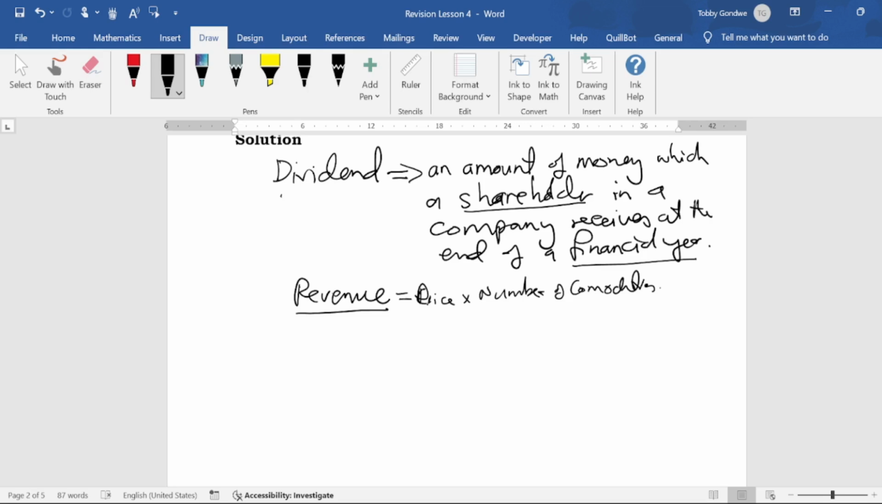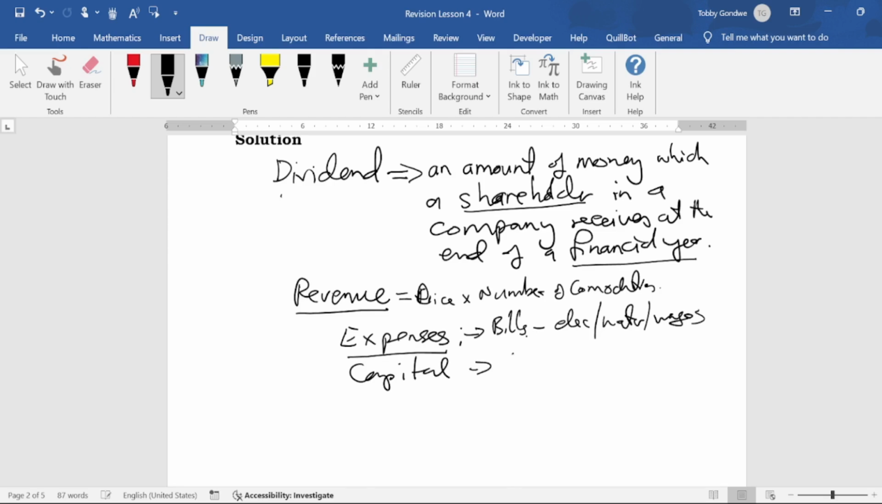Okay. Now, when you have calculated this, you then look at your expenses. In this case, you're looking at your bills. Let's use simpler language: bills such as electricity for running the company, water bills. We're talking about wages or salaries. We're talking about other kinds of expenses that are there. You take them out. Then you also take out the capital. And apart from that, of course, you have what is called tax.